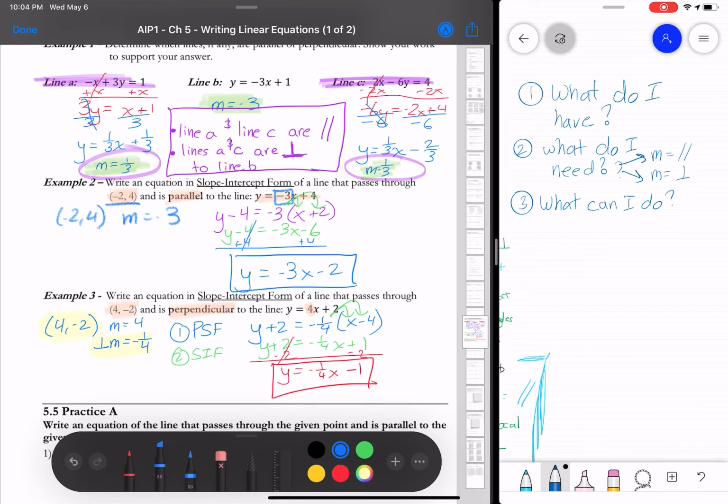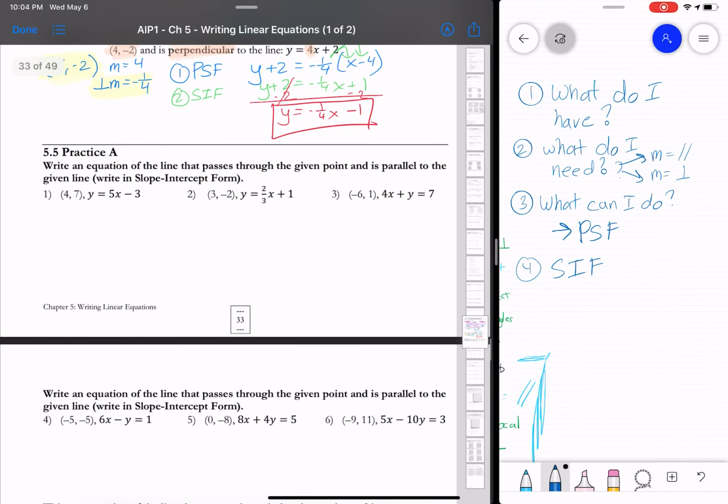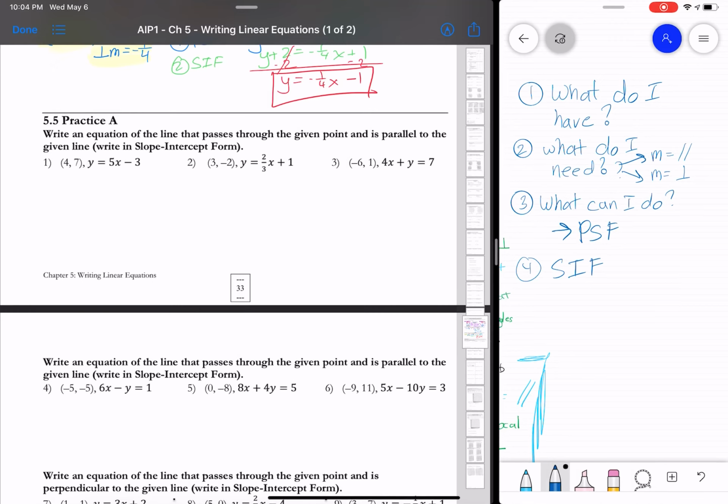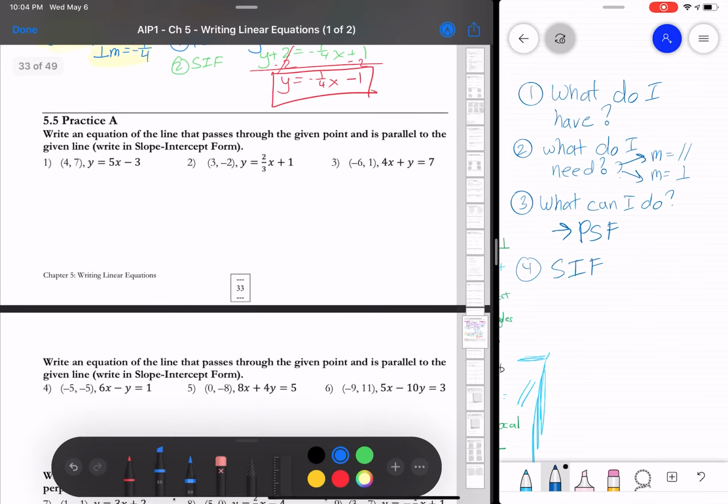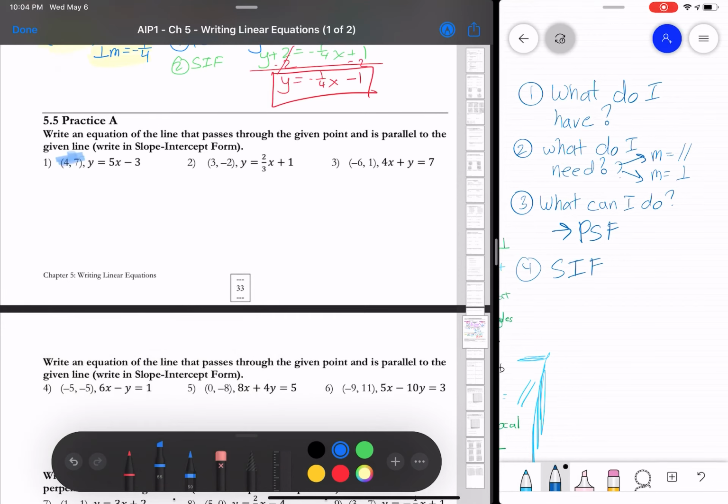Because now I have a point and I have a slope, so you're going to take PSF. Then step four, you're going to get it into SIF, and you have your new equation. Take your time with solving these problems. We're just going to look ahead at the bottom of this. So again, for number one, you have a point and you have a slope. And these directions tell you parallel, so you're going to stick with the same slope.